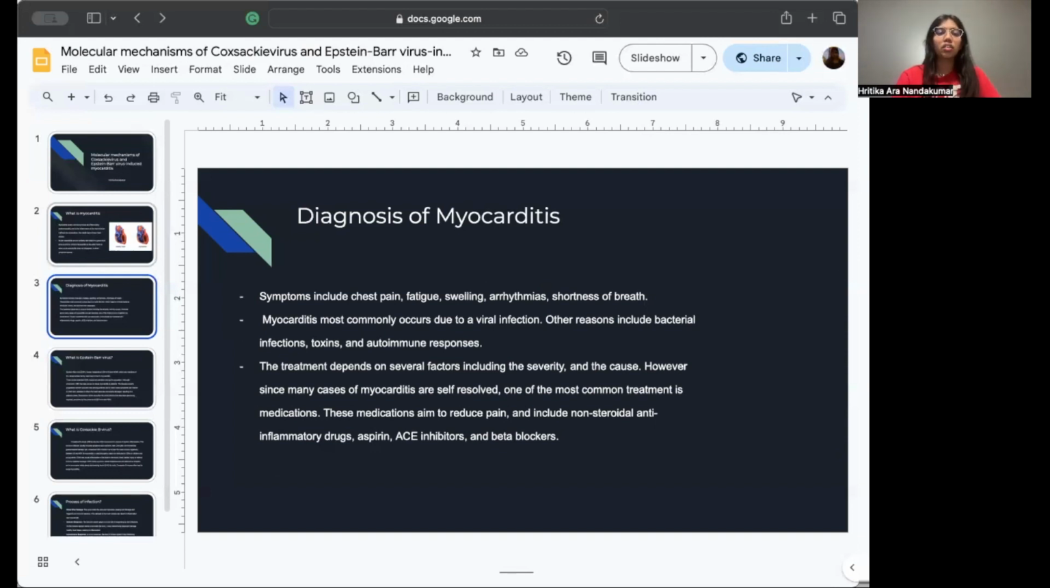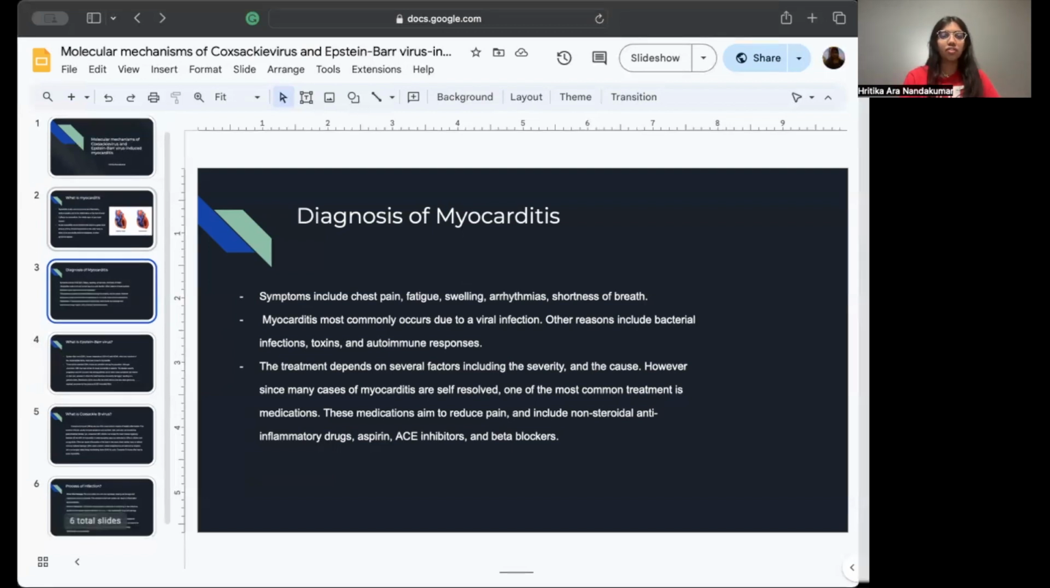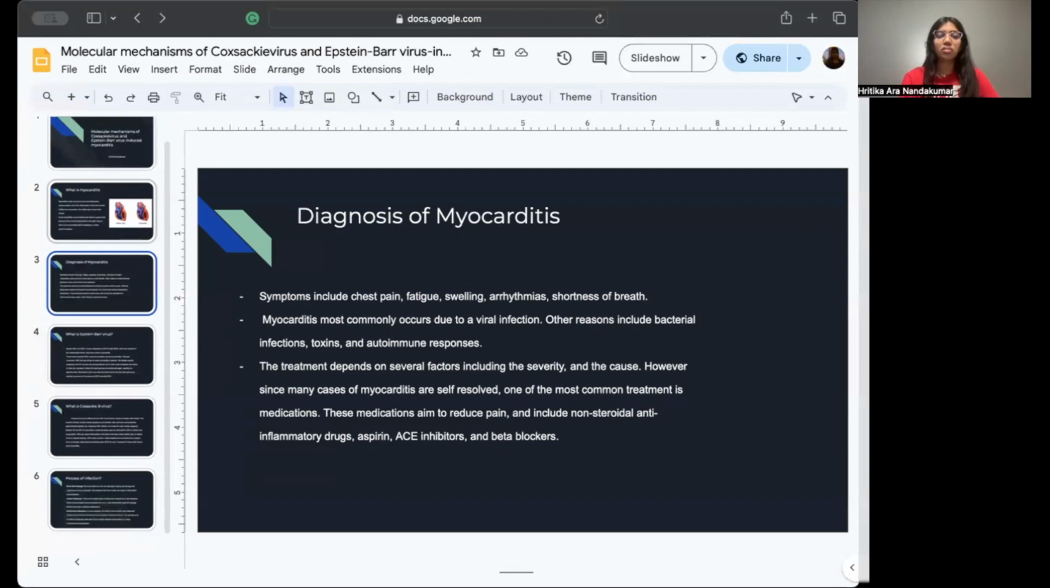Myocarditis commonly occurs due to a viral infection. Other reasons can include bacterial infections, toxins, autoimmune responses. The treatment depends on several factors, including the severity and the cause. However, since many cases of myocarditis are self-resolved, one of the most common treatments is medications. These medications aim to reduce pain and to be anti-inflammatory.